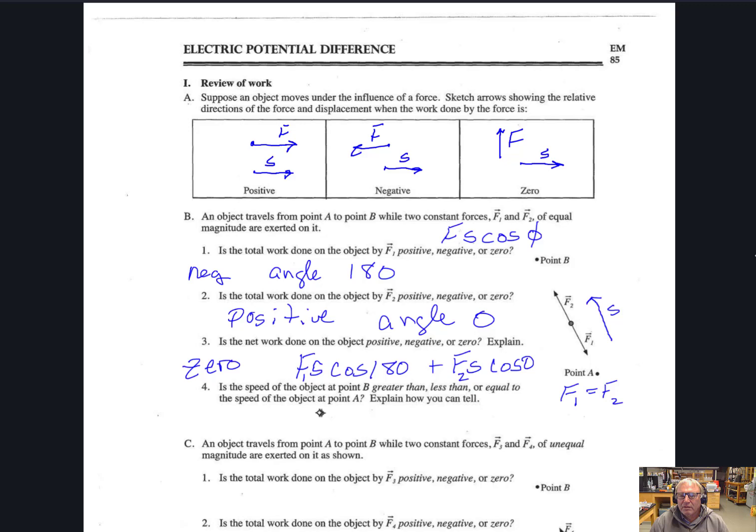Speed of the object, how can I tell? Well, work total equals delta KE, the work-energy theorem. So it's equal. All right.